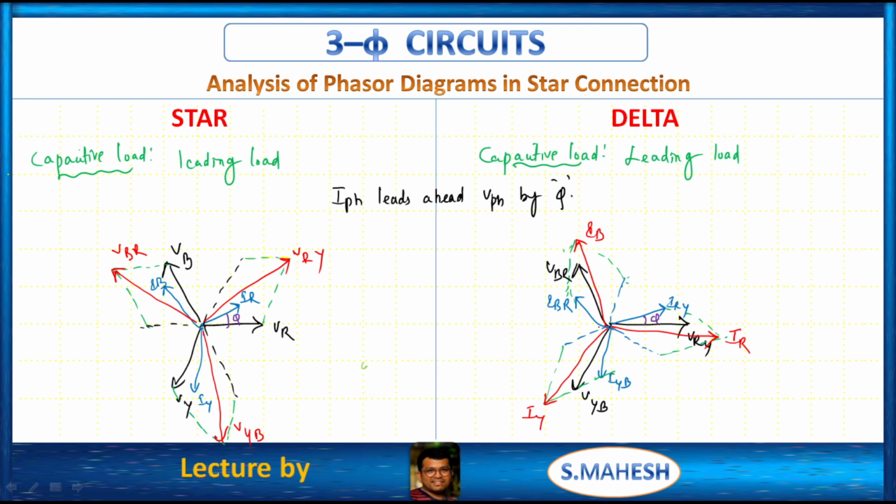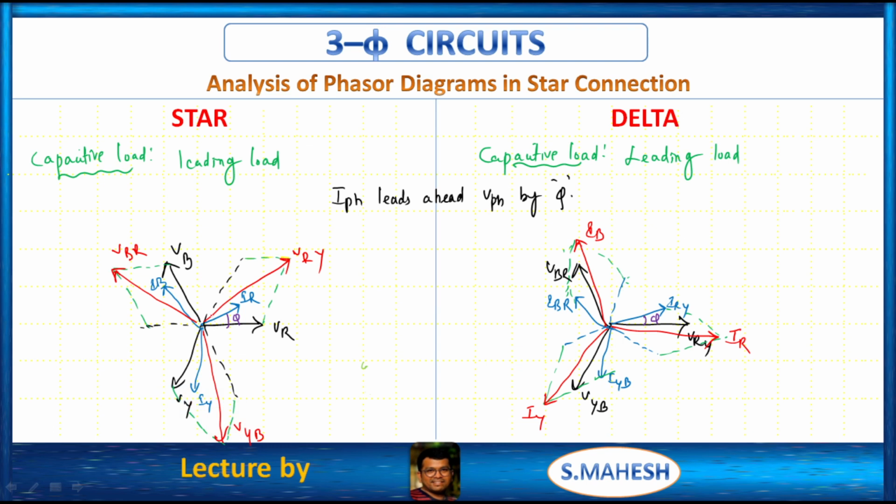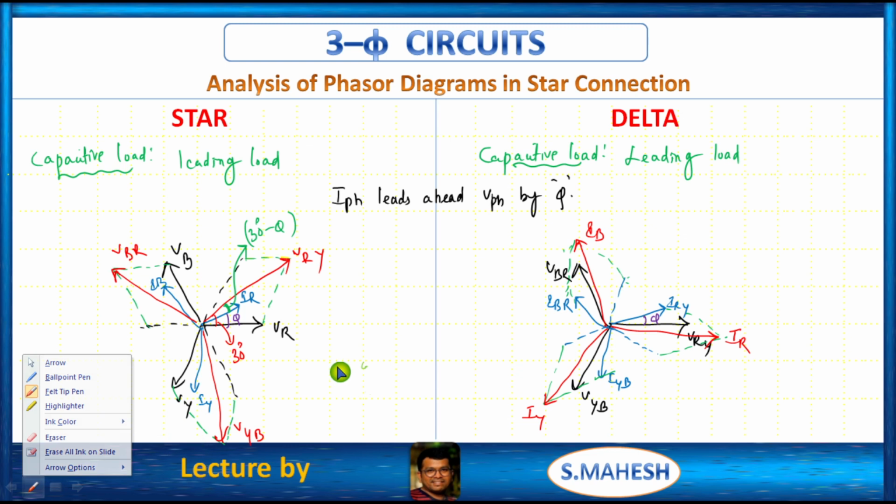Then what is the phase angle between line voltage and phase voltage in case of star connection? Always 30 degrees, right? So to get the phase angle between VRY and IR, that is line voltage and line current, it is 30 minus phi. Clear?